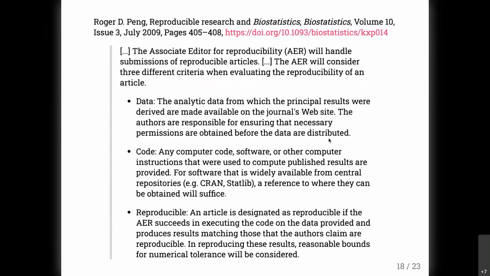He published a note in Biostatistics 11 years ago, in which he proposed that journals could have an associate editor for reproducibility, AER, so that the AER could consider three different criteria when evaluating the reproducibility of an article: is the data available for this journal paper, or is the computer code available to reproduce the results? And the third one is, can the associate editor actually run the code to reproduce the results? And I think that was quite novel at that time, thinking about 2009. I'm not sure how journals are doing nowadays, but I think this early proposal was very useful and helpful.